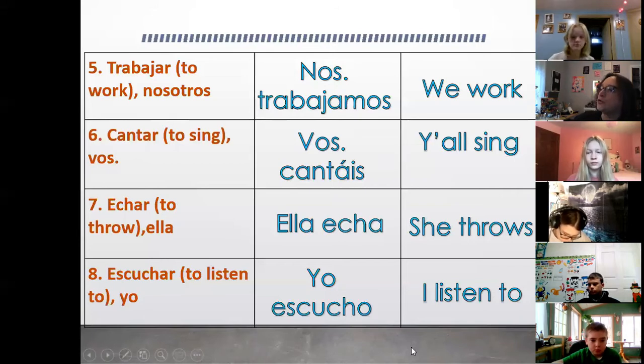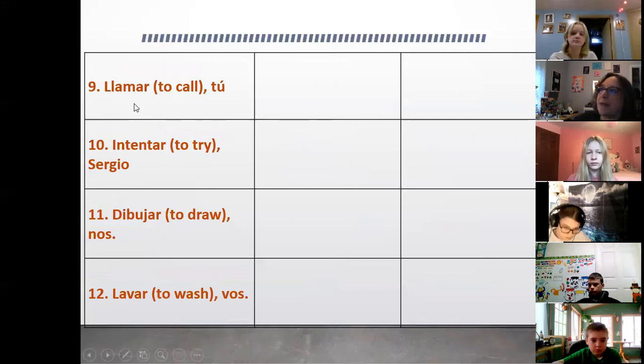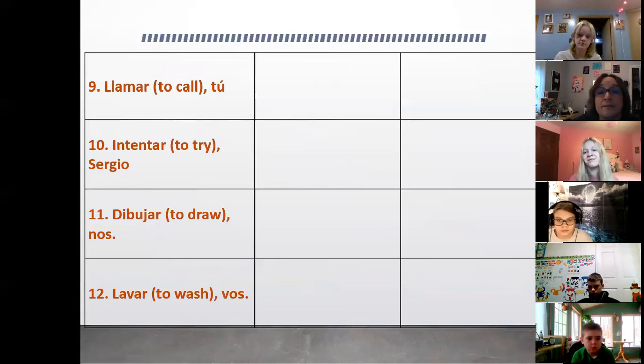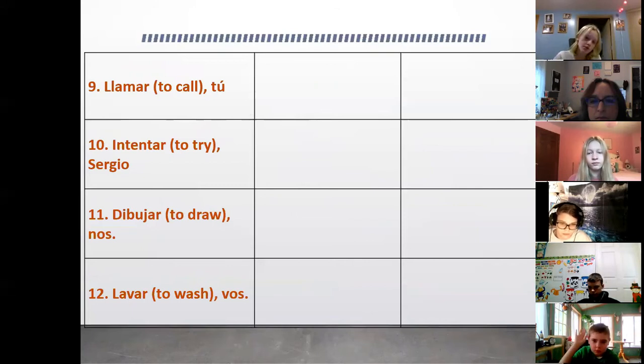Okay, seguimos. Número 9, llamar is to call. The tú form is, what's it going to be? Not Asia or Kate. Somebody else think. Savannah? The endings are o, as, a, amos, áis, an. Which one is for tú? Do you remember?